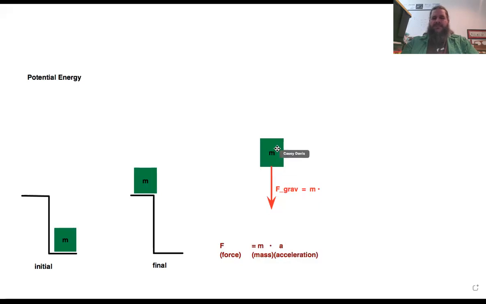In the case of an object experiencing a force due to gravity, the important thing about gravity is that it follows a certain amount of acceleration. If you just have an object and you let it fall, it doesn't fall at a constant speed. It gets faster and faster and faster. So there's a certain rate of acceleration associated with Earth's gravity, and that acceleration is usually called g.